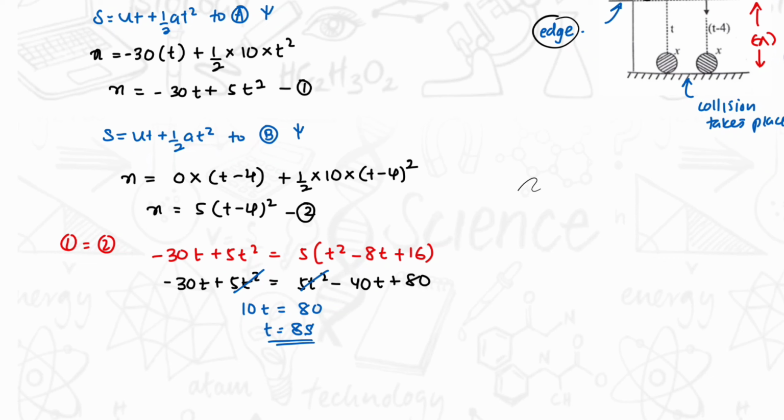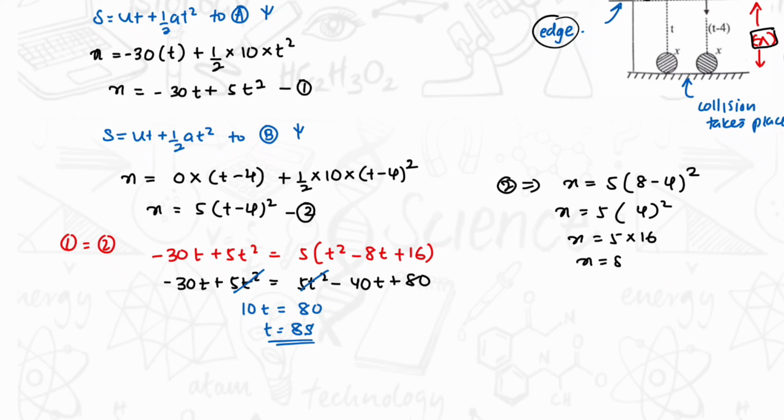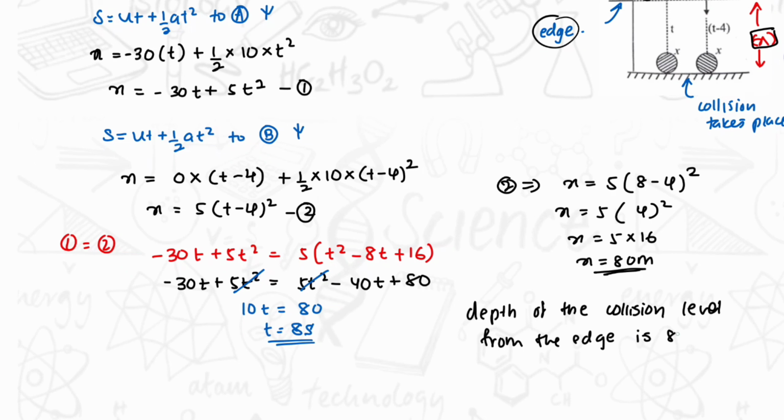Therefore, the depth, we took it as x. So from the second equation, x is equal to 5. Let's substitute t as 8. 8 minus 4 square. Then we get 4 square. 5 into 16. X is equal to 80 meters. Therefore, depth of the collision level from the edge is 80 meters.